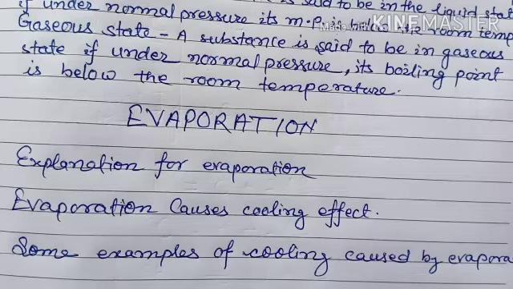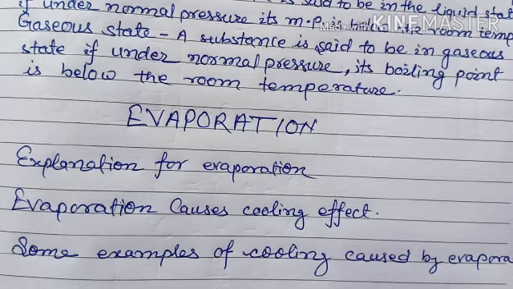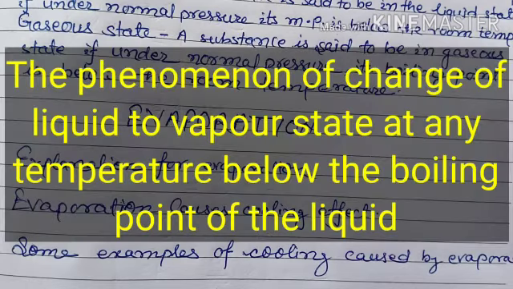Now students, we will discuss what is evaporation. Question, students, have you ever thought why our clothes get dry? The answer lies in the volatile nature of water, which gets converted into vapor. Evaporation is a process which can take place without heating. We can define evaporation as: evaporation is the process or phenomenon of change of liquid to the vapor state at any temperature below the boiling point of the liquid.